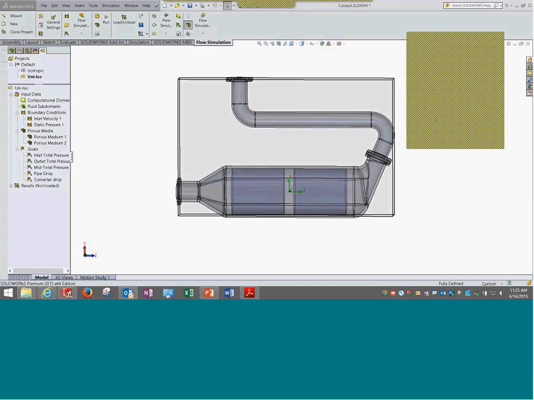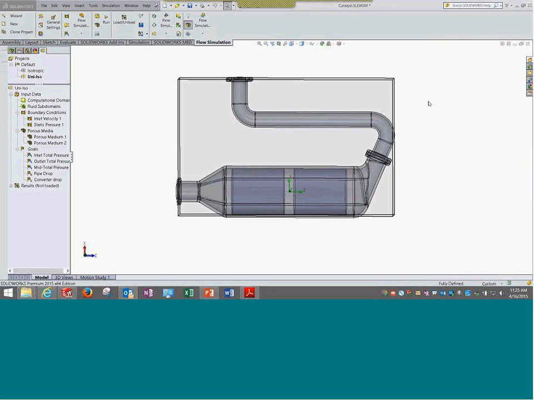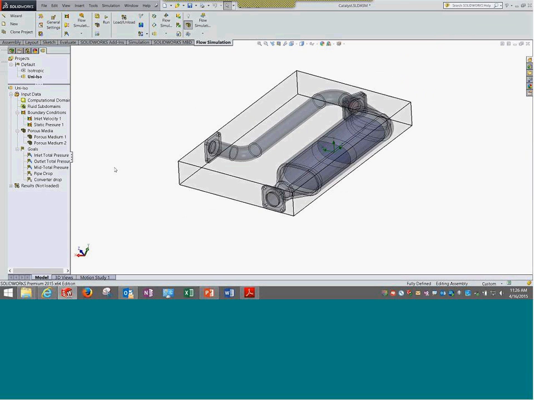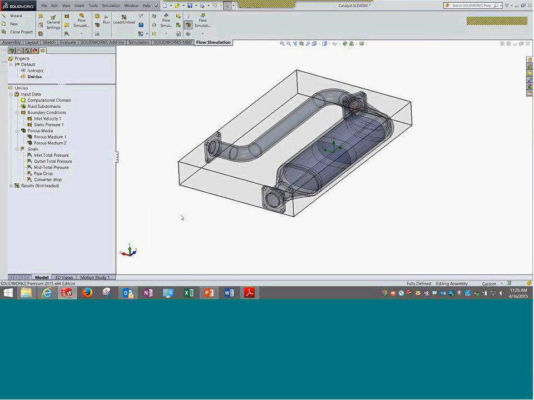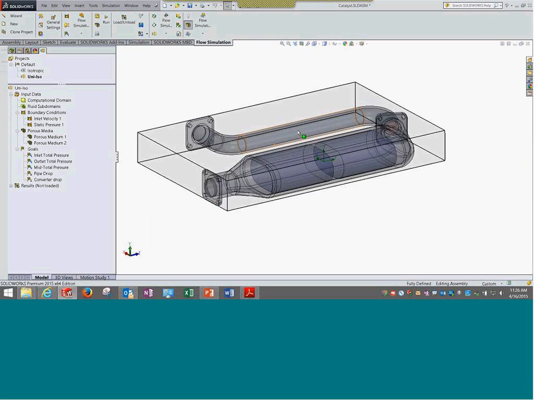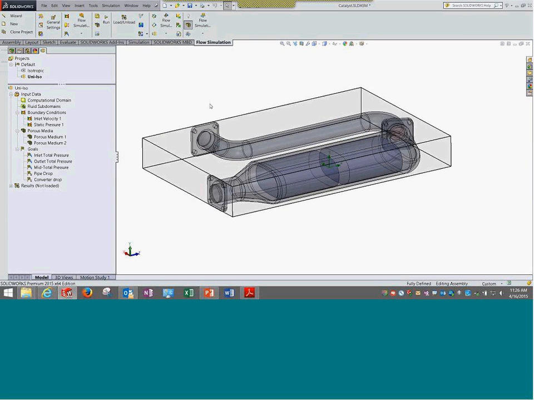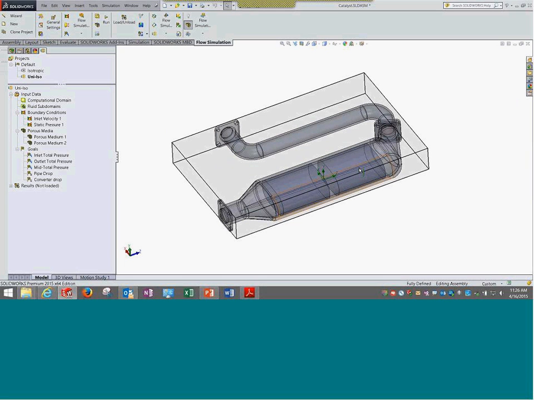In this example we are discussing porous media. The example used is an exhaust manifold with some filters around. Porous media, one of the common applications could be filters, which are used for segregating pollutants. And here it is.